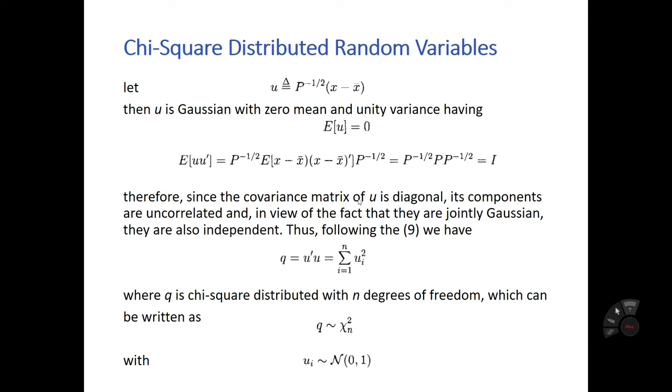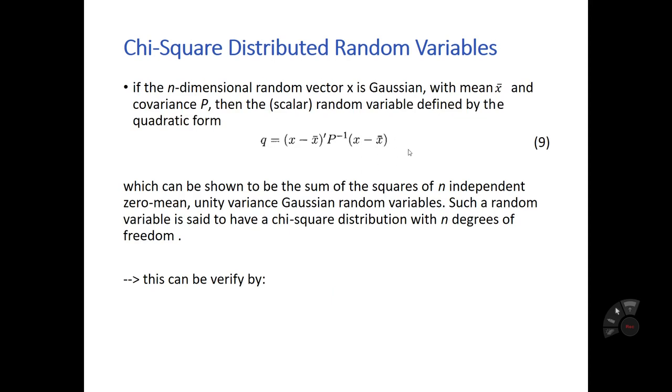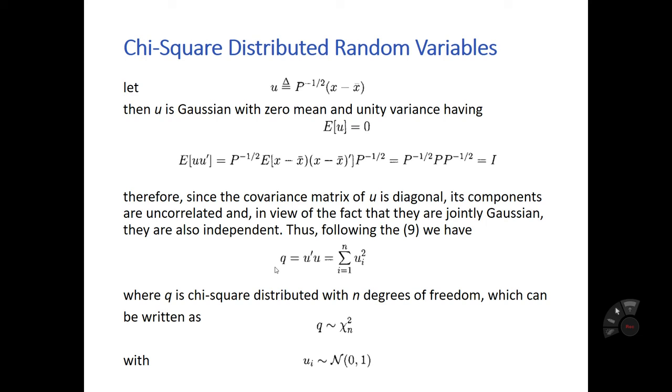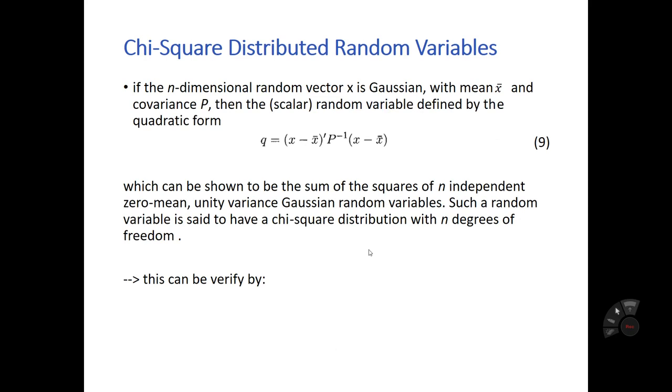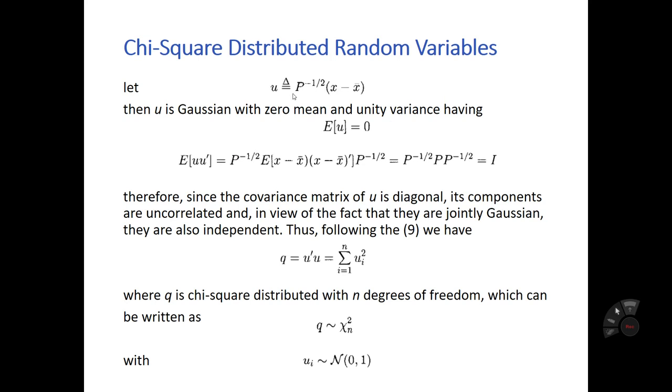Therefore, since the covariance matrix of u is diagonal, its components are uncorrelated, and in view of the fact that they are jointly Gaussian, they are also independent. Thus, following equation number 9, we have q equal to u transpose u, and u transpose u equals the sum of ui squared, where u is P into x minus x bar.